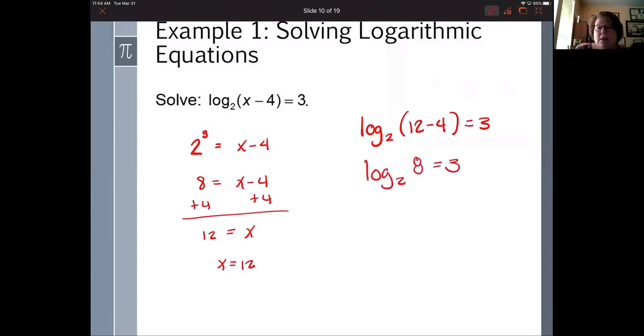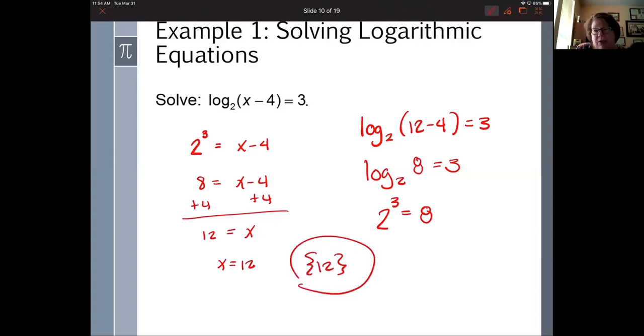That is correct. Because what is the logarithm equal to? The logarithm is equal to the exponent I raised that base to get that value. So 2 to the third equals 8. That is true. All right, but I have to check my solution. Once I get an x, I need to do a quick substitution back into my equation to make sure that I'm not trying to take the logarithm of a negative number.